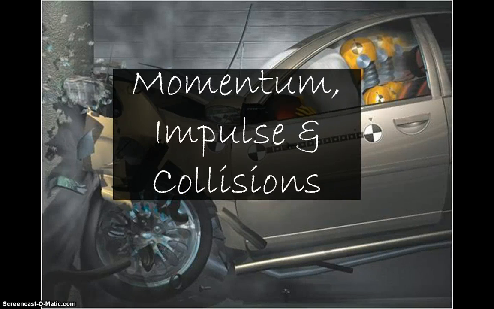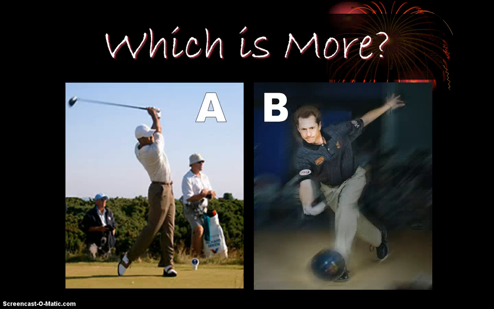In this lecture video, I'm going to talk about momentum and impulse, and then we'll start to learn about collisions and conservation of momentum. So if we look at these two scenarios, we have sort of an intuition about what momentum is. In scenario A, we have somebody hitting a golf ball. In scenario B, we have somebody rolling a bowling ball. In which scenario does the ball have more momentum?